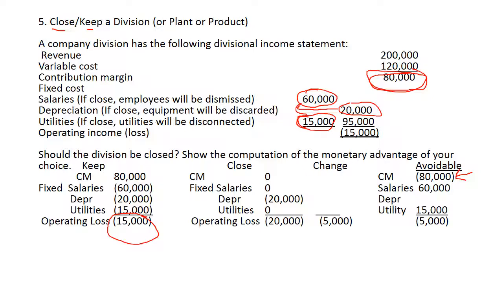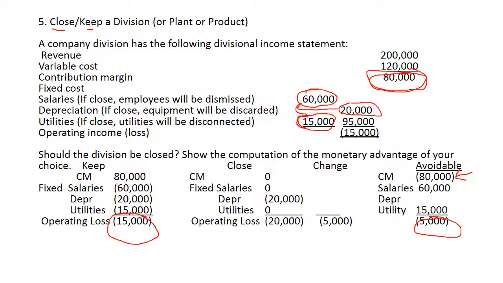So what you can say is that the net income is going to decrease by 5,000. That's what they'll say. The net income decreases by $5,000. So if they close the division, the net income decreases by $5,000 because these would be the costs that are avoided when they close the division.